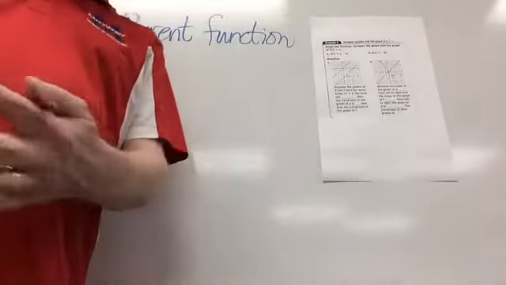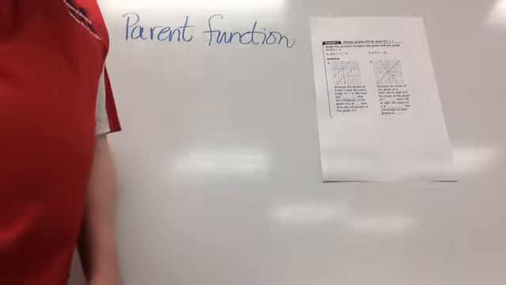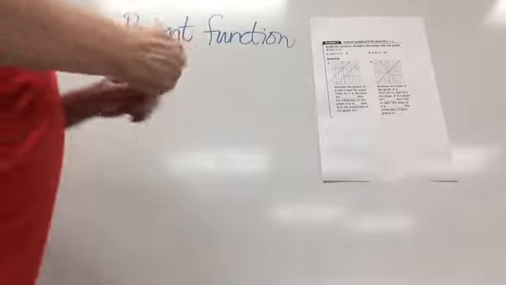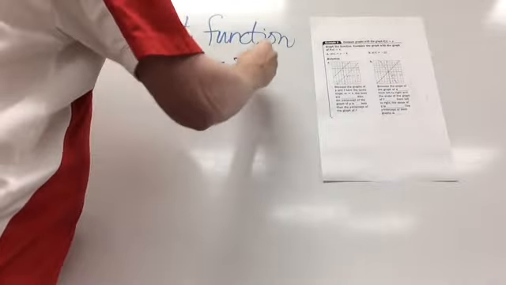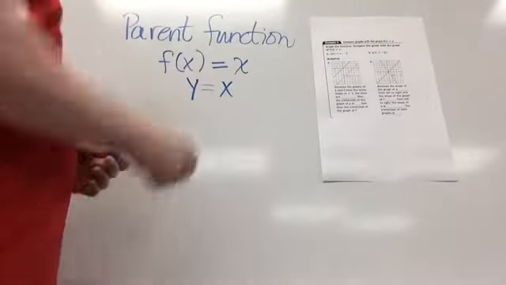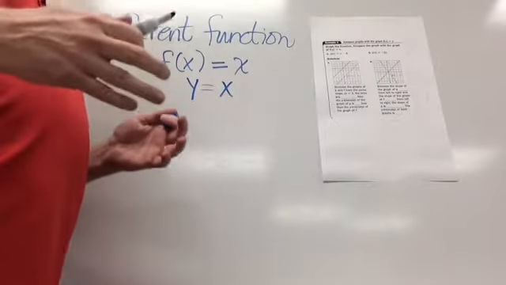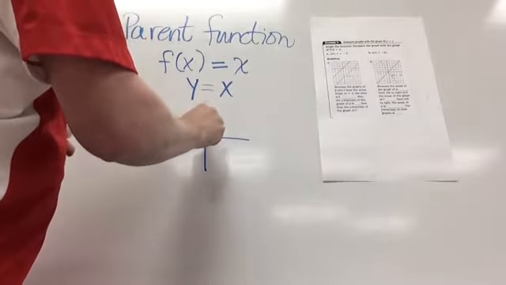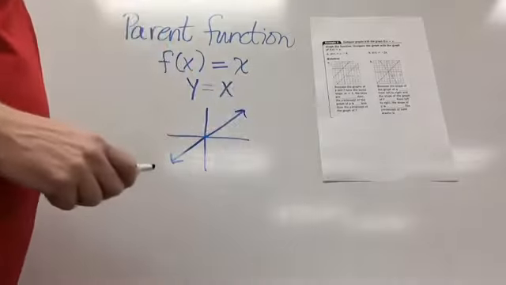The next thing we want to look at is how we compare functions or the graphs of functions to each other. With linear equations or linear functions, there's a parent function. And that parent function is the f of x equals x. Or we could write it in a different way as y equals x. That is a line that passes through the origin and has a slope of 1. So if we looked on a graph, it would just go right like this. That's our parent function.